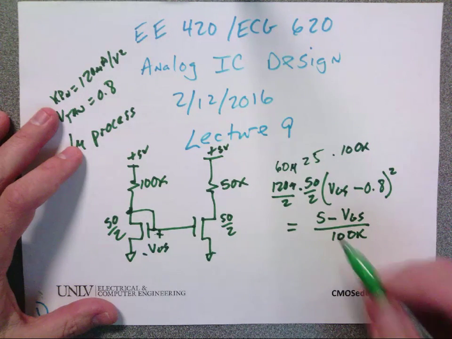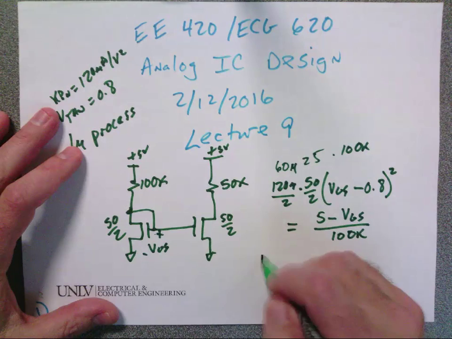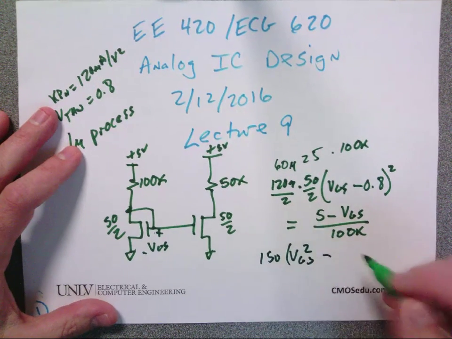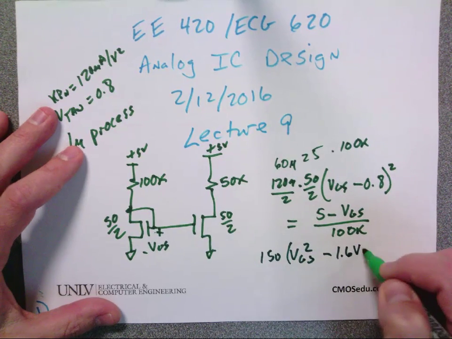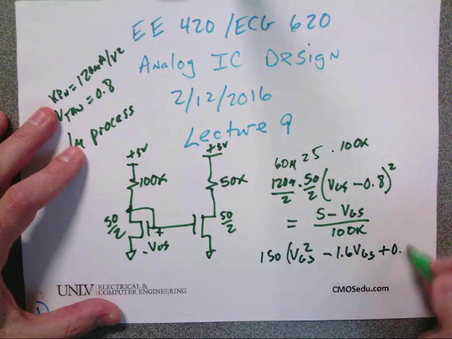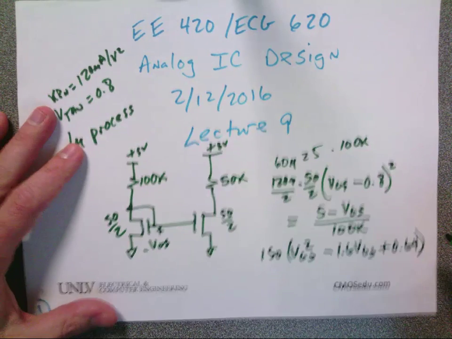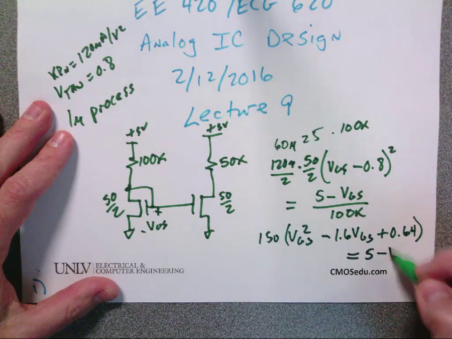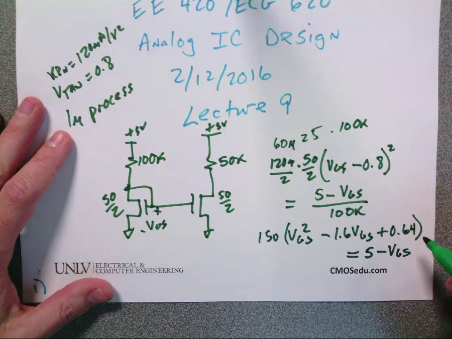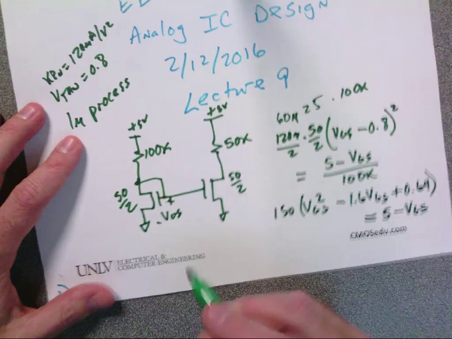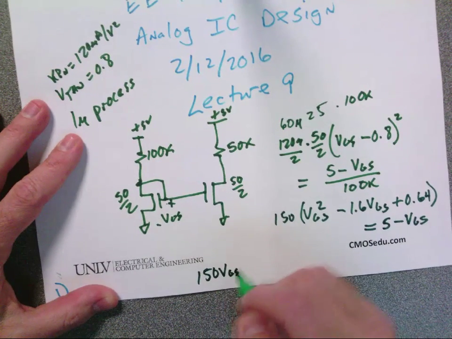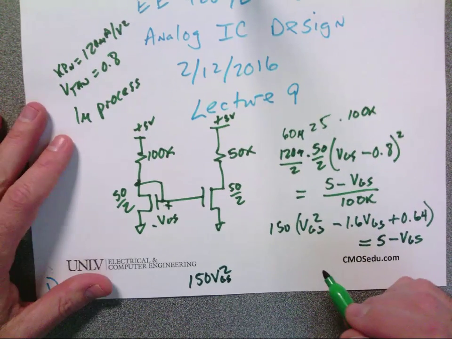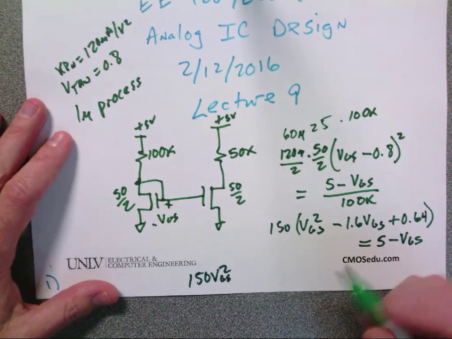$150? All right. So 150 times VGS squared minus 1.6 VGS plus 0.64 equals 5 minus VGS. Looking good? Or 150 VGS. I'm doing this because when we have these on the tests and the students are like, oh, that was a lot of calculations, I'm going to show you it's not that bad, okay?